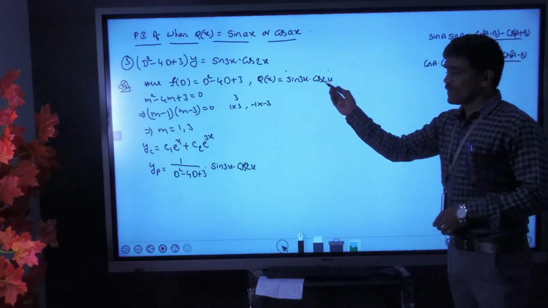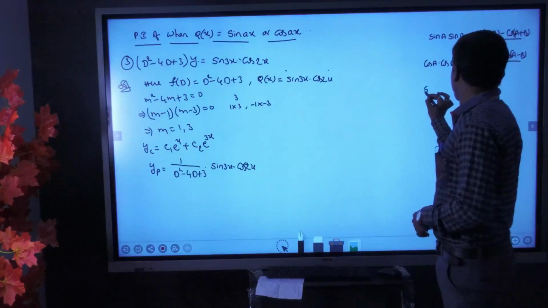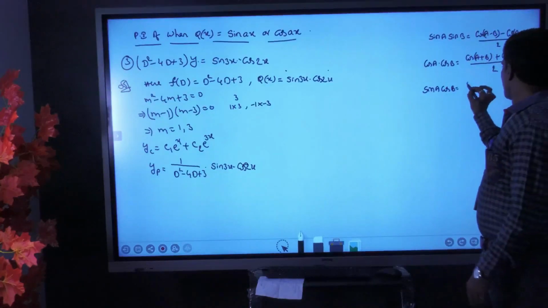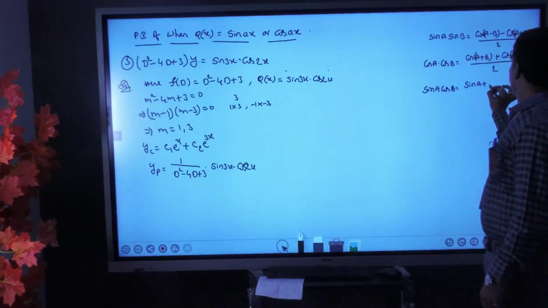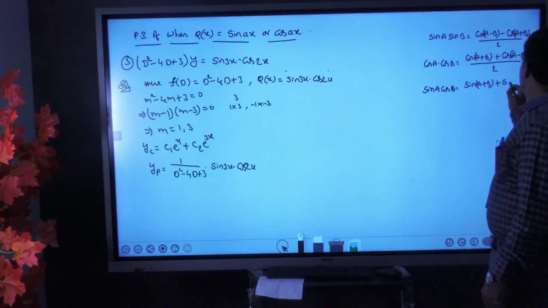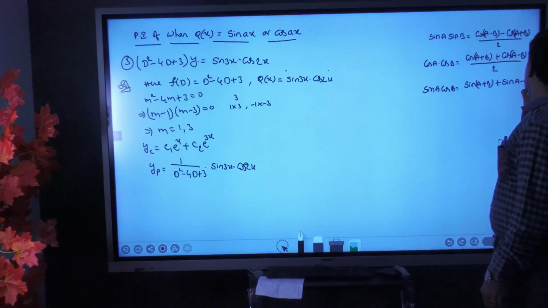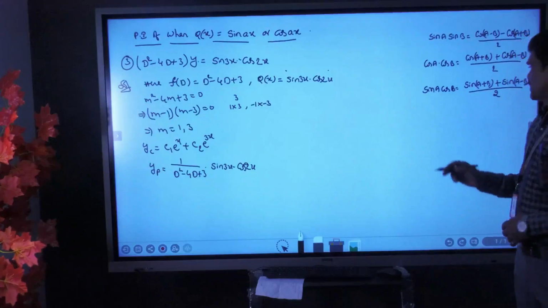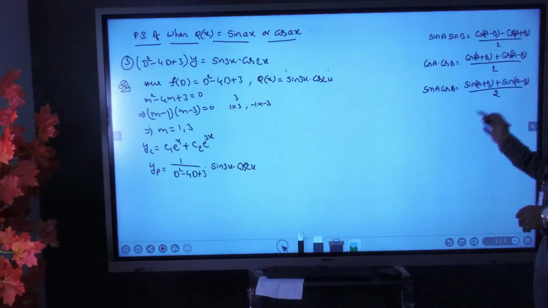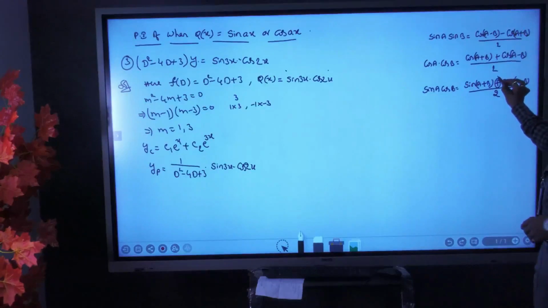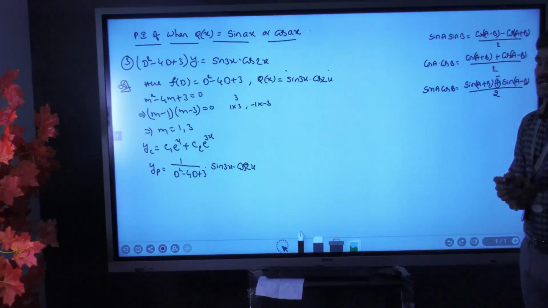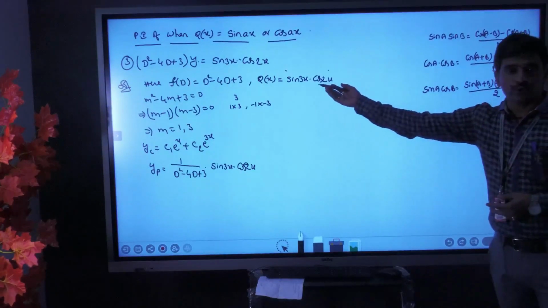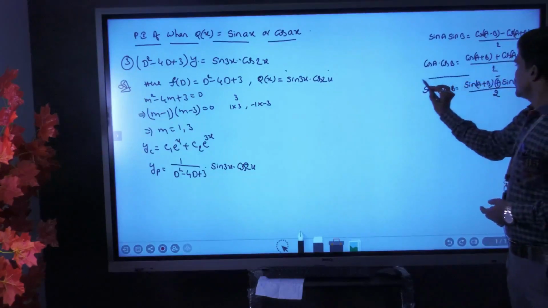Here we have sin a cos b. So what is sin a cos b? Sin a cos b is written as sin a plus b plus sin a minus b, by 2. So write this formula in place of sin a cos b. Suppose cos a sin b: just replace the plus with minus. Cos a sin b is sin a plus b minus sin a minus b, by 2. So now here q is in sin a cos b form, and we use this formula.